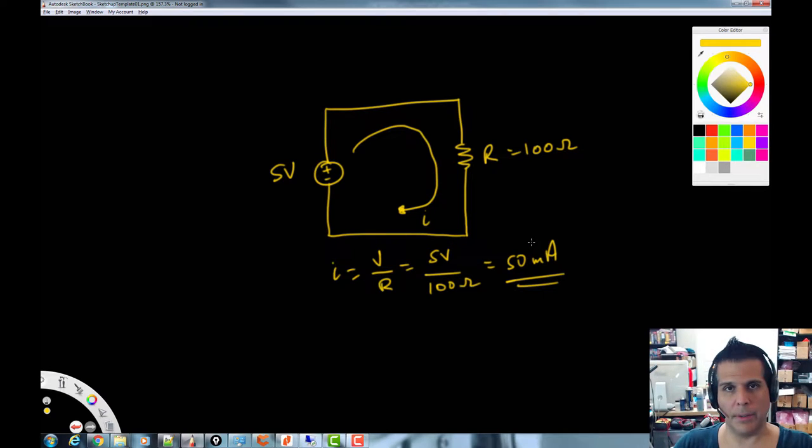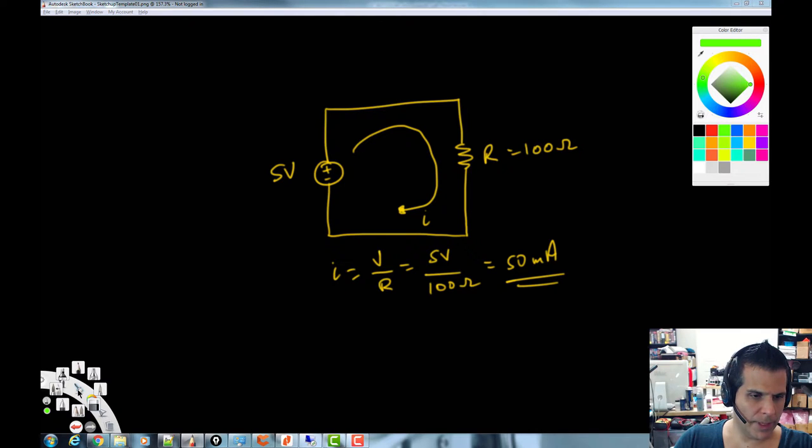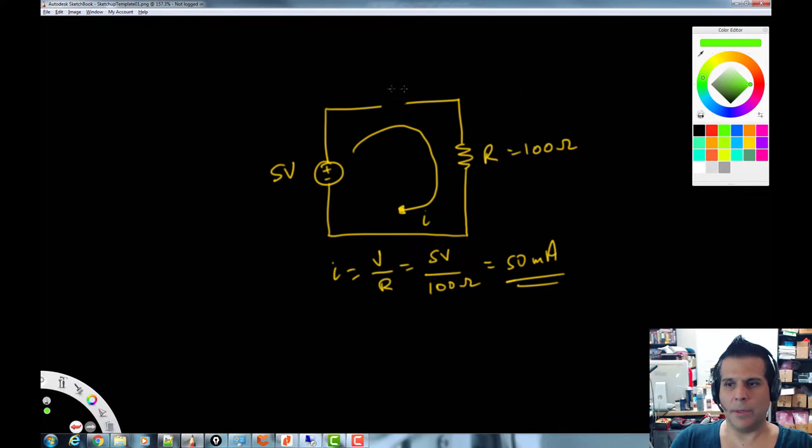Now, how do you measure the current in a circuit? To measure the current, we need to use the meter, and we haven't learned much about meters, but we're going to. We have to use it in amp mode, and we have to put it in series. So we actually have to break this circuit open, and then put the meter inside of the circuit. Here is our amp meter, plus to minus, and this will measure the current for us. We should measure 50 milliamperes.